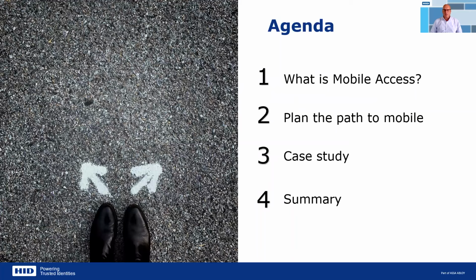We talk about the access control today. Access control is one of the elements of corporate security. And I want to particularly touch the mobile access solutions as the obvious way of the modernization of the corporate security environment. So I will start talking about what is mobile access. Then I will move on the planning, the path to the mobile. I show you one of the case studies and I will finish with a summary.